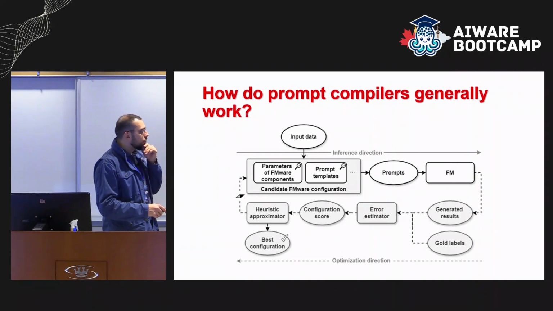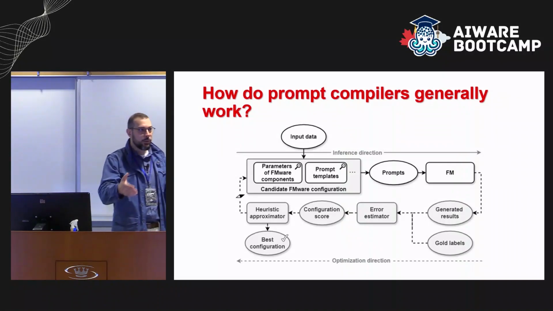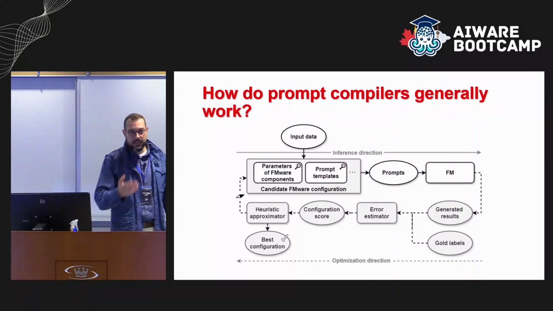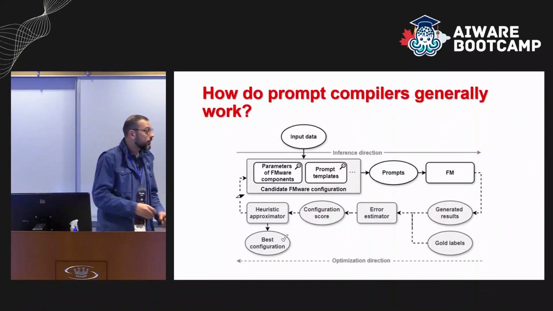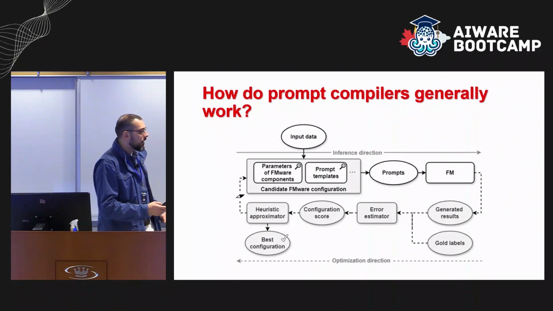So we basically have two steps. One is the inference step, and then we have an optimization step, and I will try to explain what happens here. We have input data. This can be an instance of the problem that you are trying to solve with your foundation model, for example an instance of a benchmark. And then you have the things that you want to optimize in your foundation model program, the FMware program.